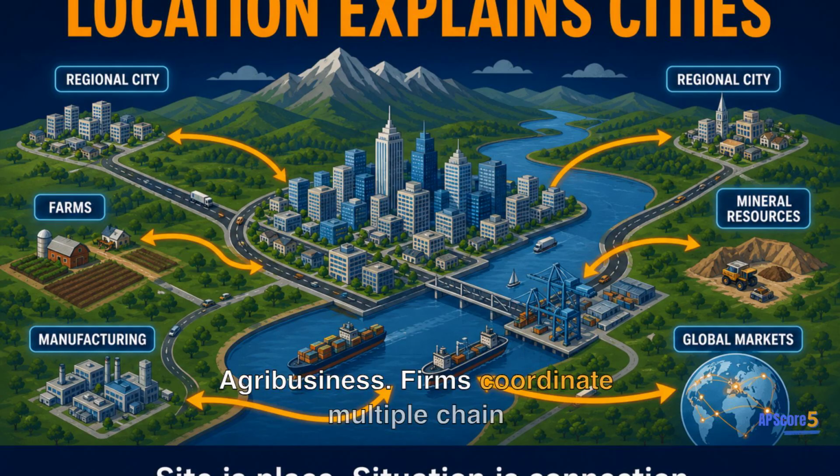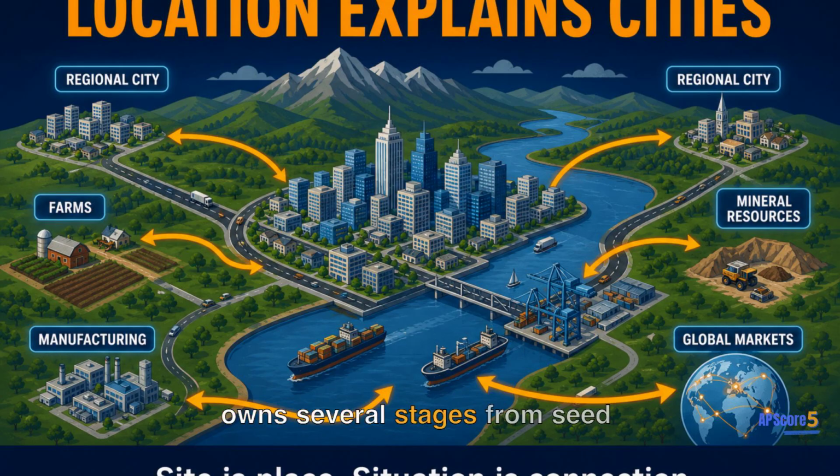Agribusiness. Firms coordinate multiple chain stages. Vertical integration. One company owns several stages from seed to shelf. Economies of scale. Average cost falls as output rises. Monocropping. Single crop focus. Efficient, but vulnerable to pests and soil fatigue.